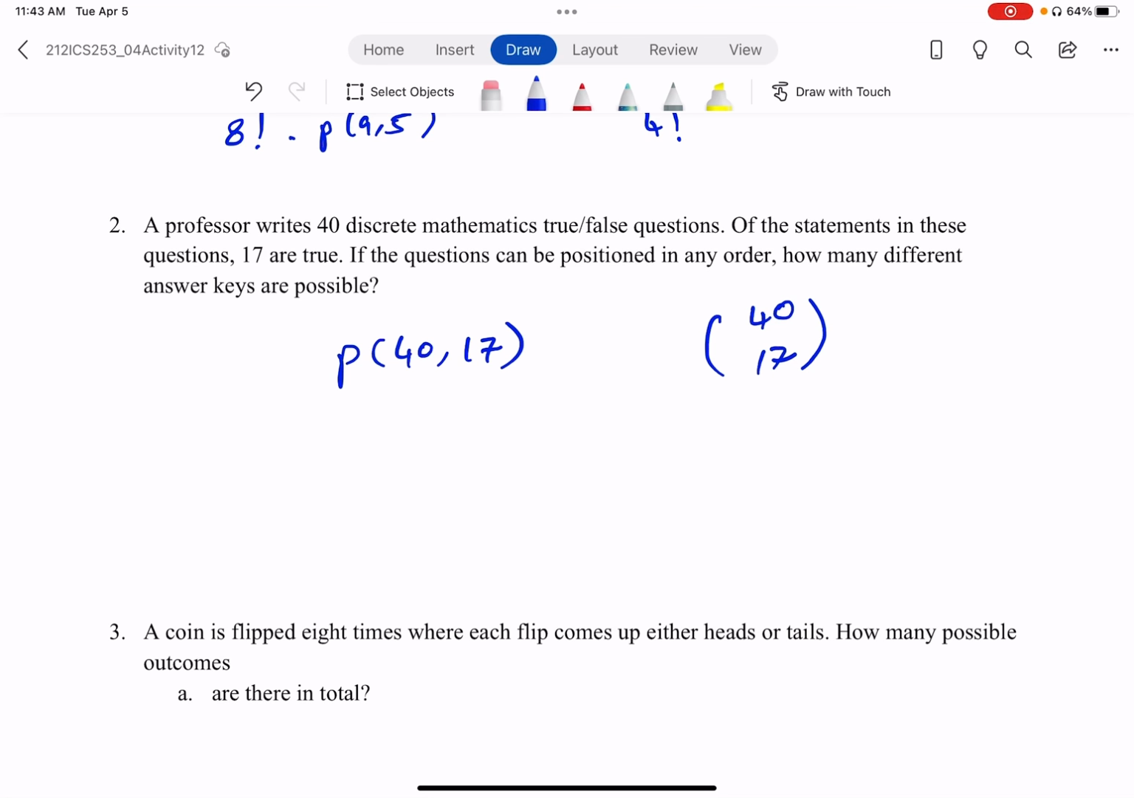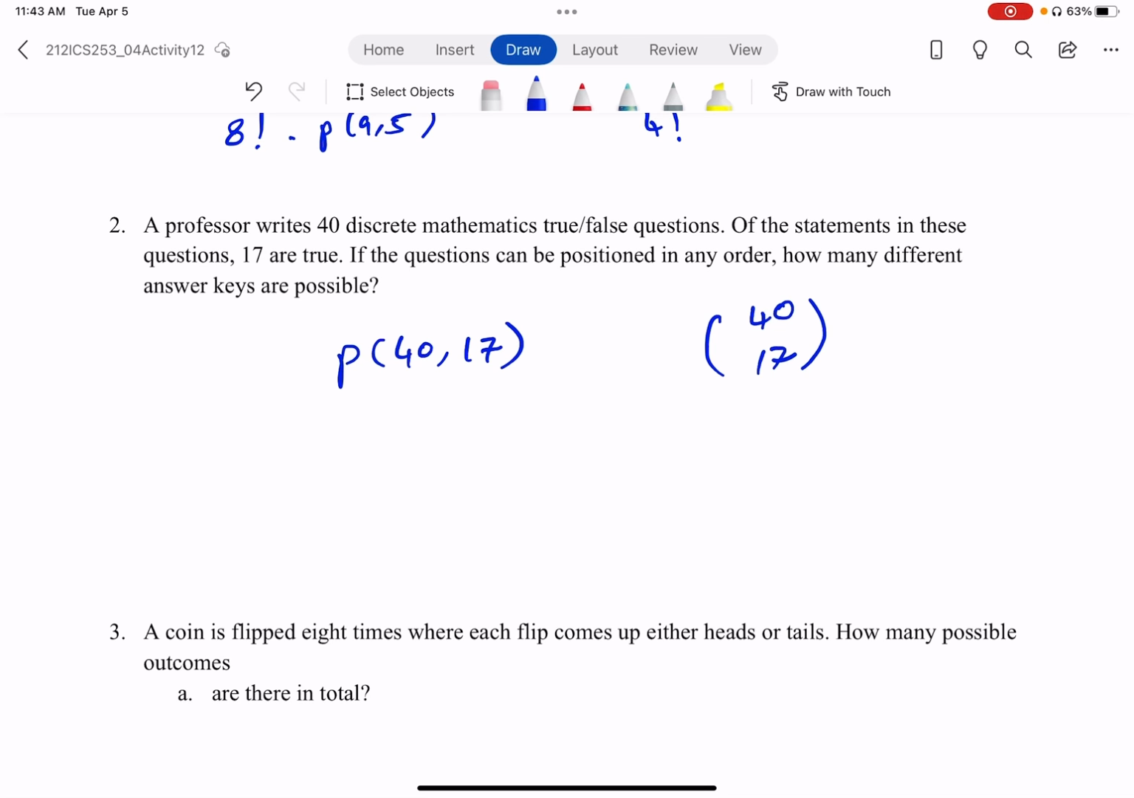Why P40, 17? Since the questions can be positioned in any order, they're not dependent on each other. We can position them in any way, and each permutation corresponds to a different answer sheet. So we use permutations. So basically what you counted is the number of ways to position the 40 questions, right? Kind of. It's not even correct.